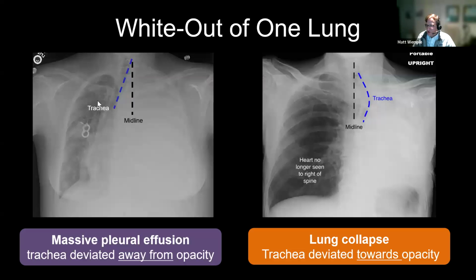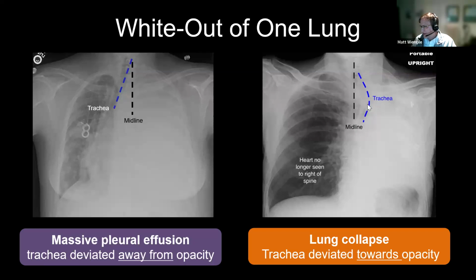So this is a situation where you've got a whiteout of one lung, and to decide what's going on with the lung that's whited out, you have to look at the trachea. The trachea in the case we presented, and this other patient here, is deviated away from the white lung, right? The whited out lung. That usually means there's some sort of space-filling fluid or something filling up this thorax that's pushing everything to the other side, so it's off of midline going in the opposite direction. So with a massive pleural effusion, the trachea is deviated away from the opacity.